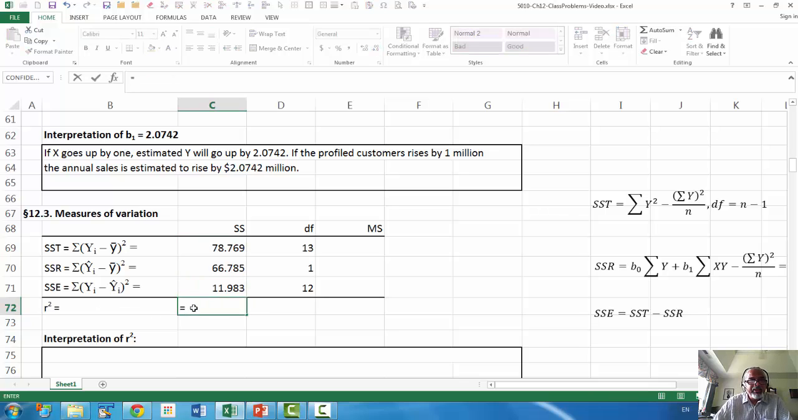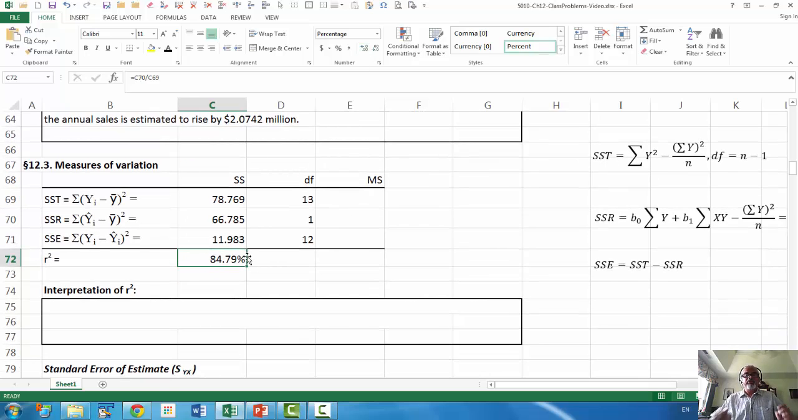So now R squared then is SSR divided by SST, and we can express that as a percentage. So we can interpret this value as the proportion of variance present in the y values, which in our case is sales. So 84.79%, or 84.8%, let's keep one decimal place. So 84.8% of the variance present in annual sales is explained by the regression between annual sales and number of customers within 30 minutes.